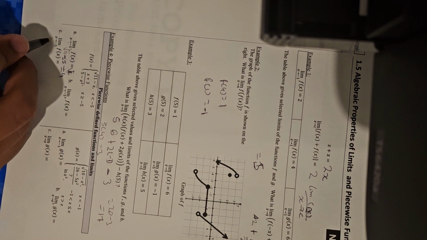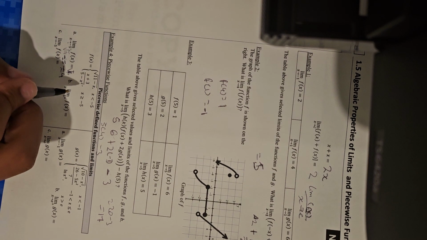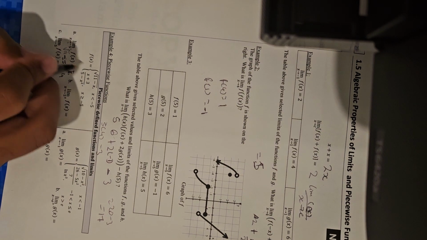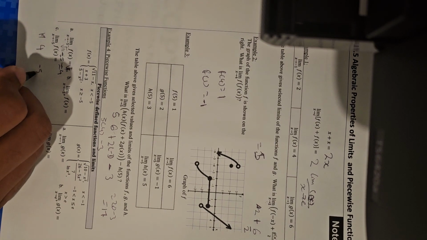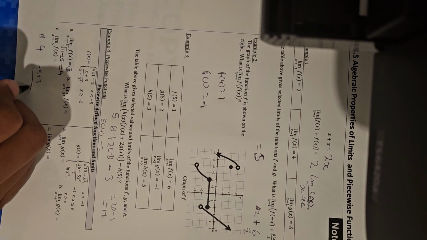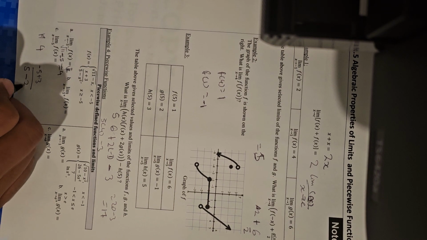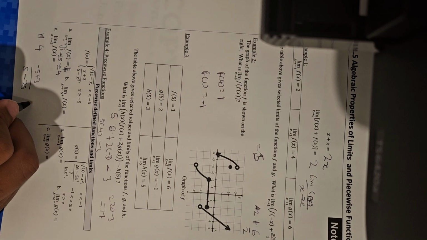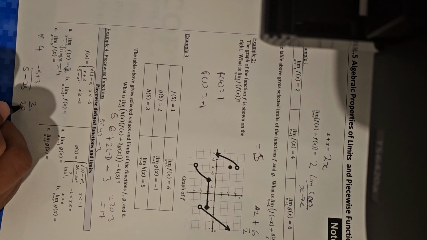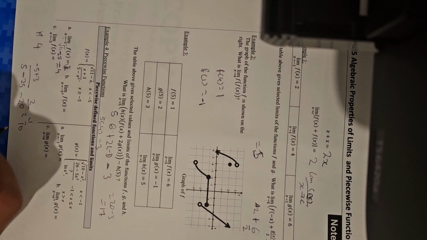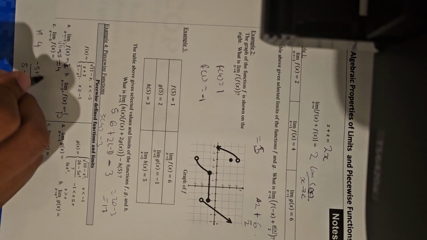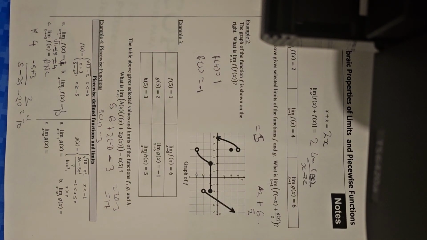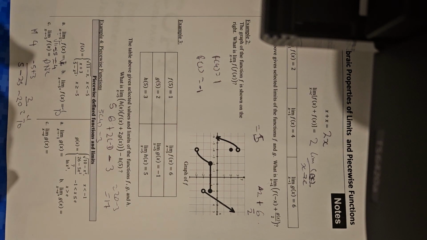And then the limit as x approaches negative 5 from the right. So 11 minus 5, that's equal to 4. And then from this side, that is negative 5 plus 3, which is negative 8, over 5 minus 25, which is negative 2 over negative 20. That's equal to negative 1 over 10. And it does not exist because the limit as x approaches negative 5 from the left is not the same as the limit as x approaches negative 5 from the right.